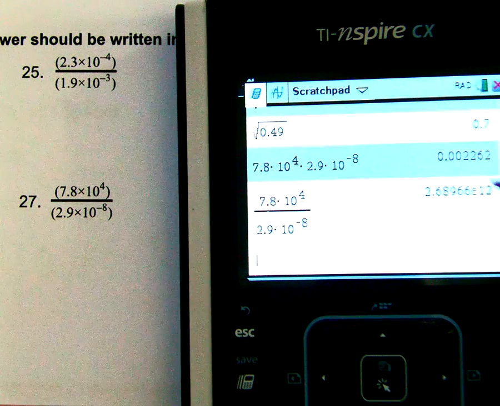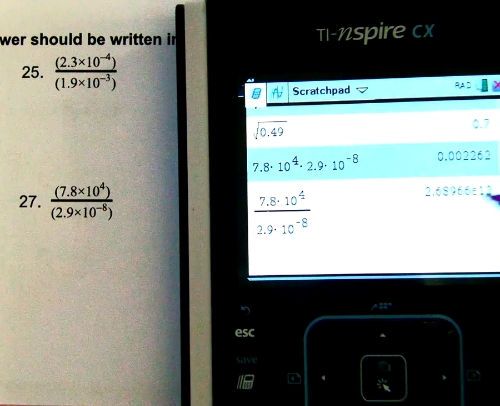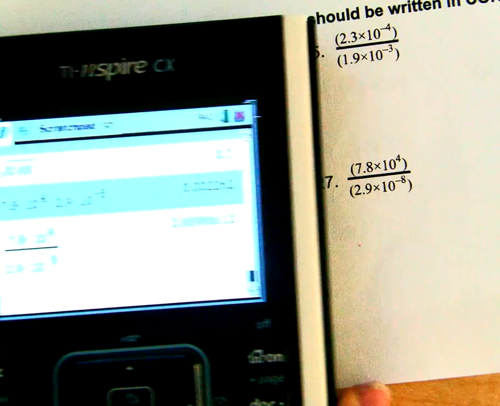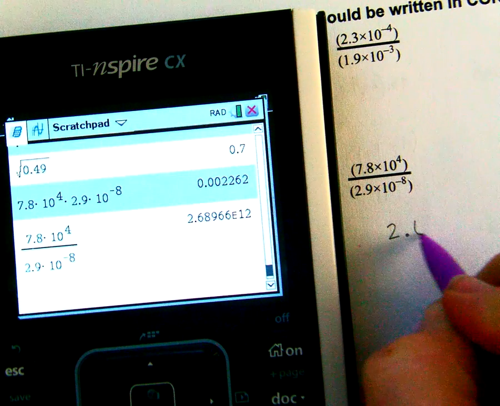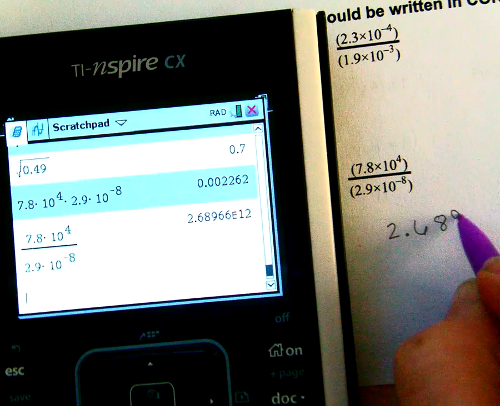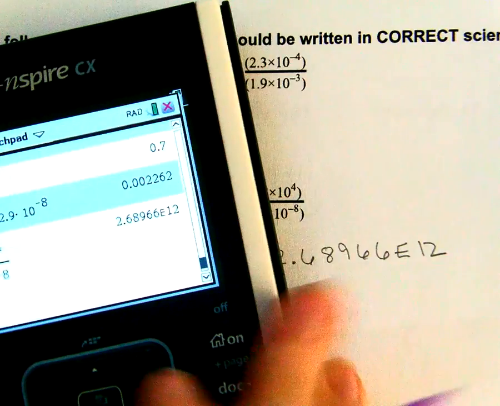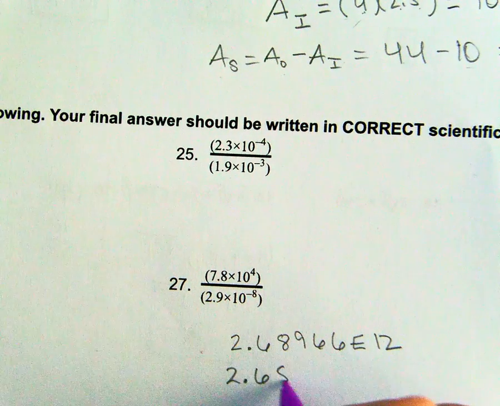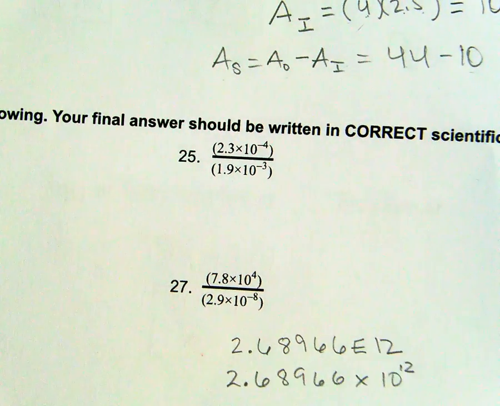Notice the E12 over here because that's your scientific notation, okay? They're telling you from the calculator standpoint, because it's not going to cut off decimals like we do. It's telling me that scientific notation would be 2.68966 e to the 12th. But for us, we don't do e to the 12th. We do times 10 to the 12th, right?